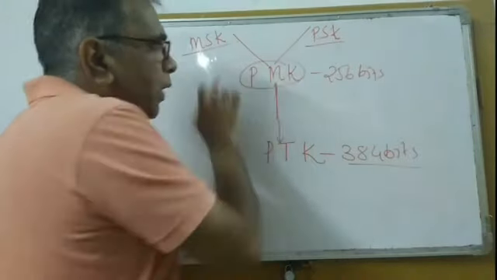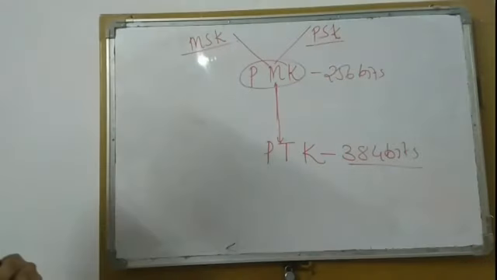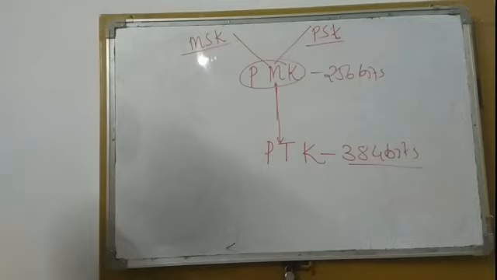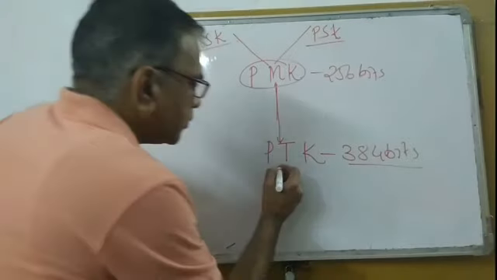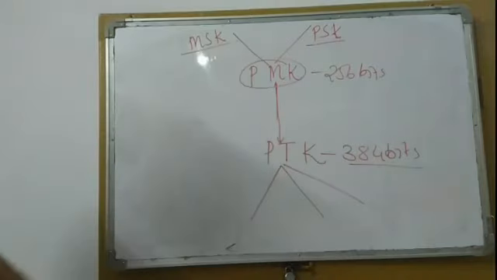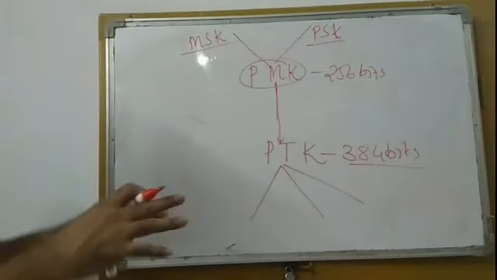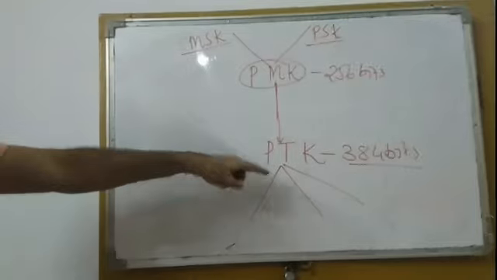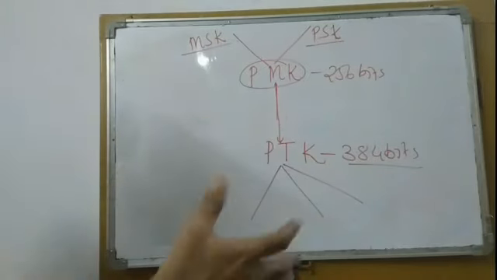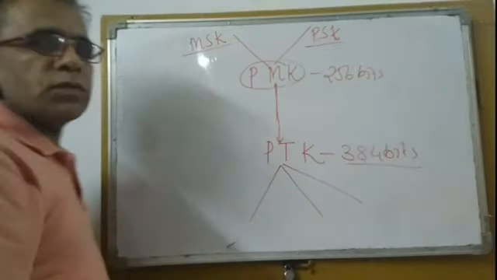Once a pairwise master key is generated, the PTK will be generated with the help of this PMK. The PTK is basically a transient key, because this particular PTK will be used only for one communication. Thereafter, for every new session, new PTKs will be generated.